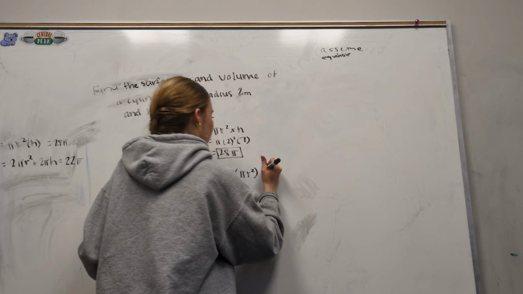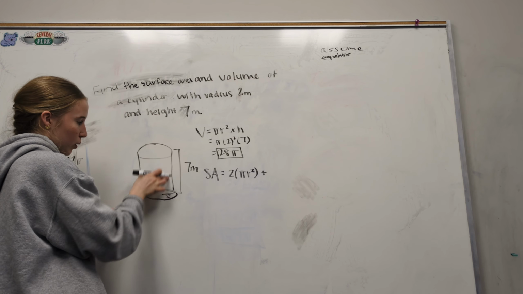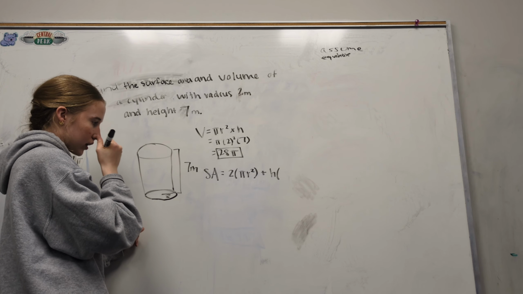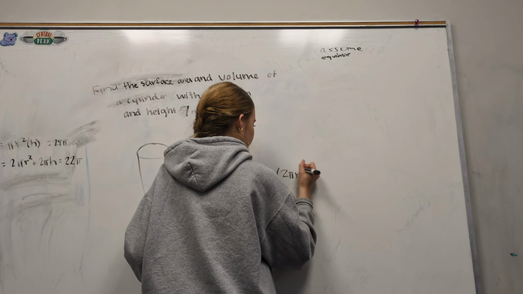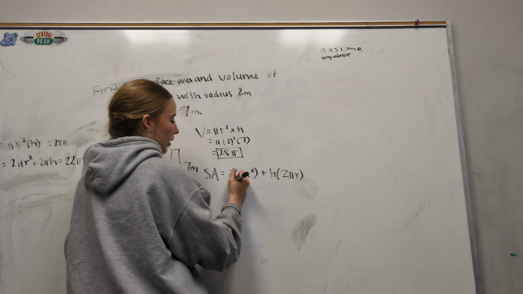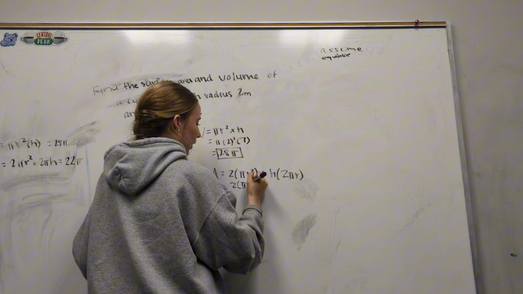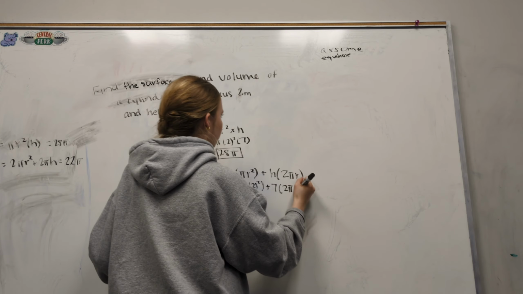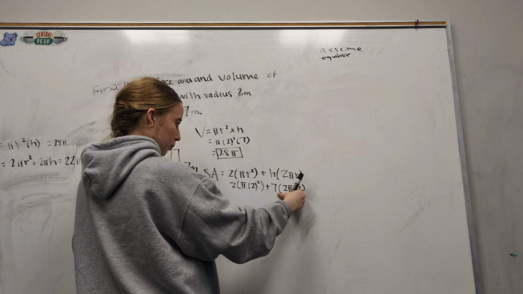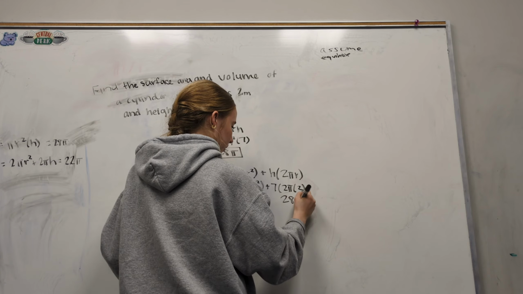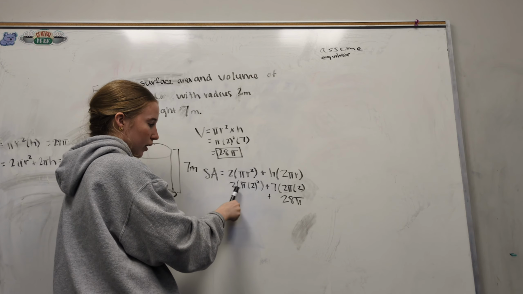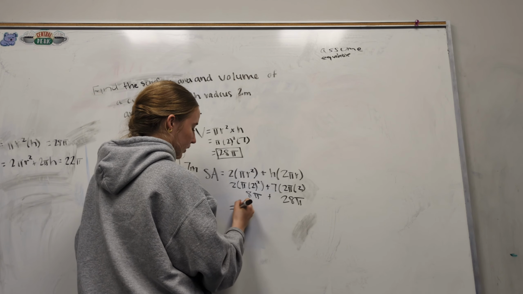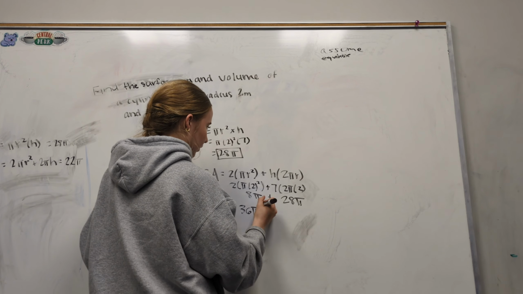And then you're going to add on the surface area of the middle part, so it's going to be the height times the circumference of the circle, which is 2 pi r. Now you're going to plug the numbers in, so you're going to get 2 times pi 2 squared plus 7 times 2 pi times 2. So this is going to simplify to 8 pi, and then this is going to simplify to 28 pi, and in total that's going to be 36 pi for the surface area.